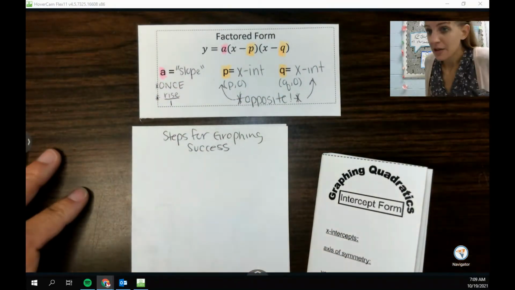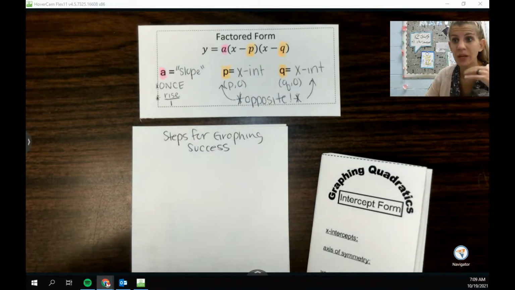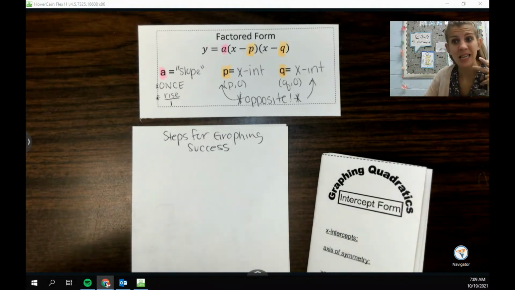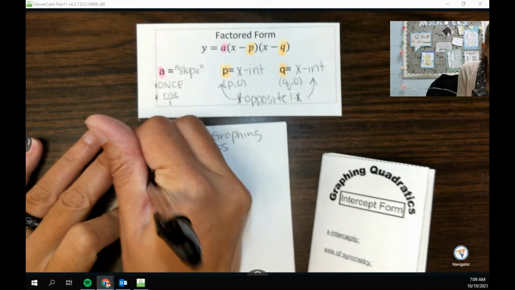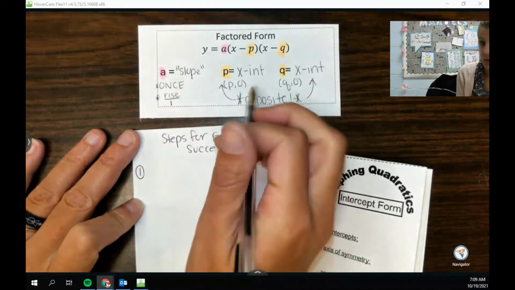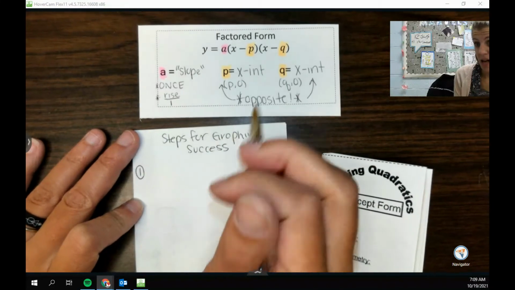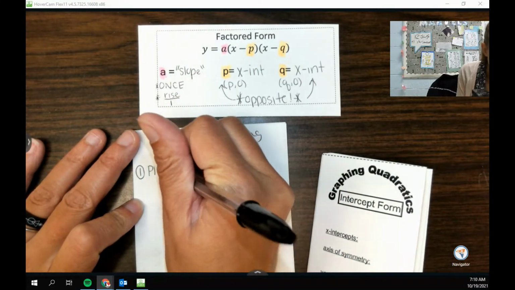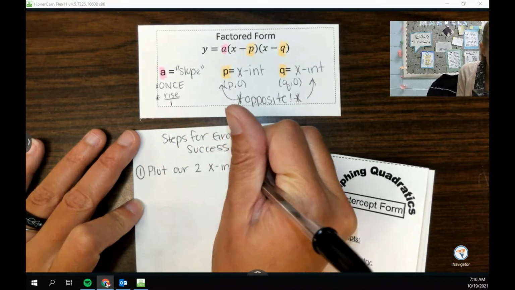Now, if you think about the other ways we graphed, it was always the same. Find the vertex, use your slope, do the y-intercept. Unfortunately, that's not the case here because I don't have my vertex. We're not going to be able to find that first, okay? So the first step this time is to use those things that are easy to grab from my equation, and we're going to plot our 2 x-intercepts.